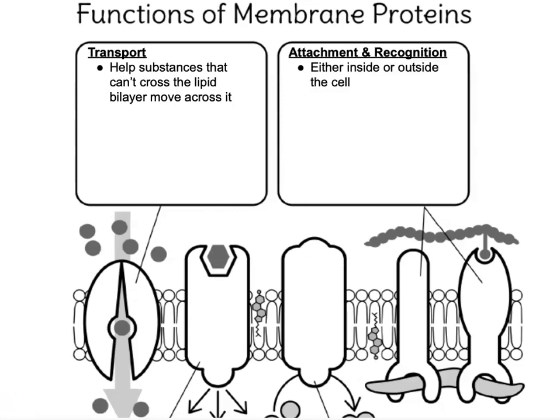A second function of membrane proteins is that of attachment and recognition. Proteins that are exposed on the intracellular and extracellular side of the membrane can have attachment sites for different elements on either side of the membrane. On the intracellular surface, they attach to various components of the cytoskeleton. On the extracellular surface, they attach to various components of the extracellular matrix.